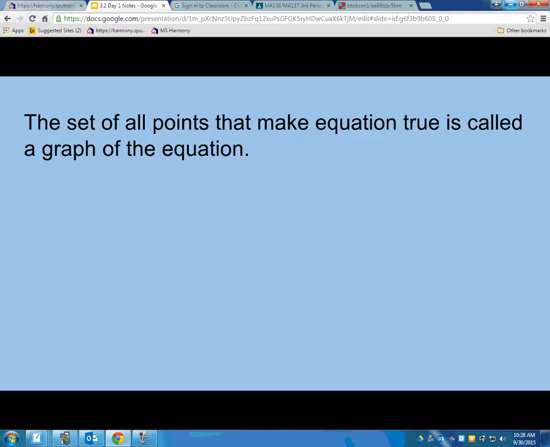The set of all points that make the equation true is called the graph of that equation. So what we're going to do is we're just going to graph some stuff. Oh my gosh, we're graphing linear equations today, right? There is some tricky stuff.